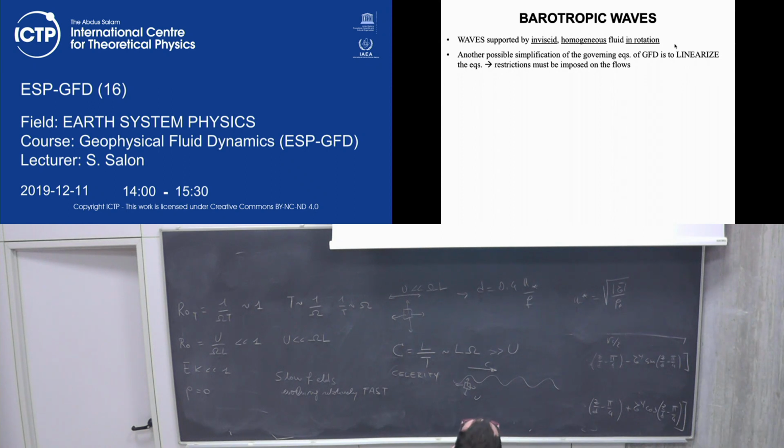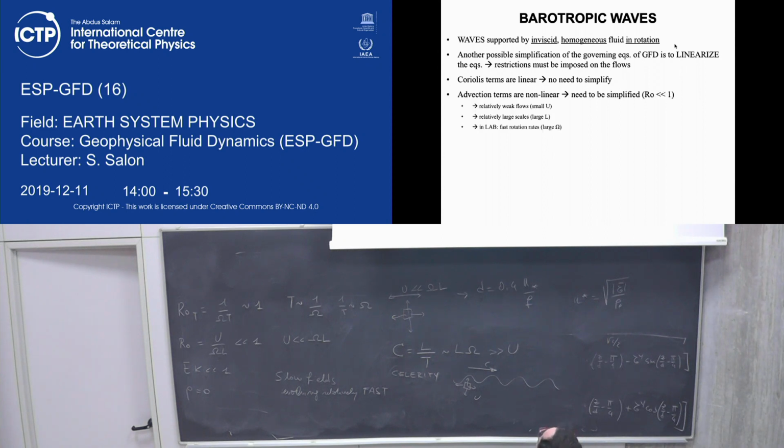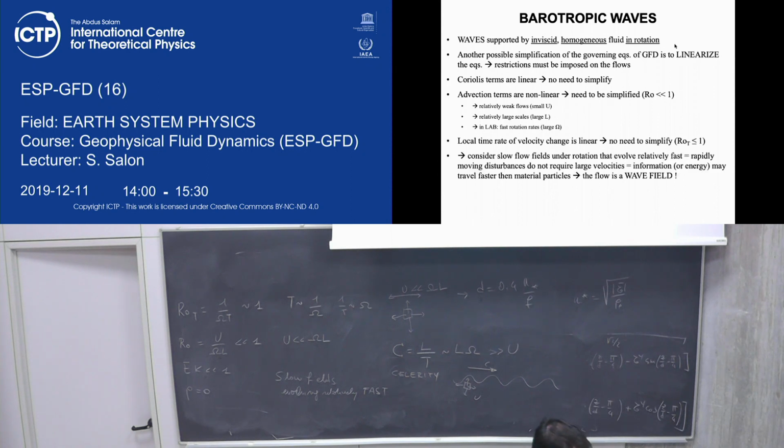So the barotropic waves are waves supported by an inviscid, because we have Ekman much smaller than 1, so we are far from a boundary layer, homogeneous fluid in rotation, which is one of the possible simplifications of the primitive equations. The Coriolis terms are linear, it's okay. The advection terms are non-linear, so we have to simplify. And the local time rate of velocity change is linear, so we don't have to simplify.